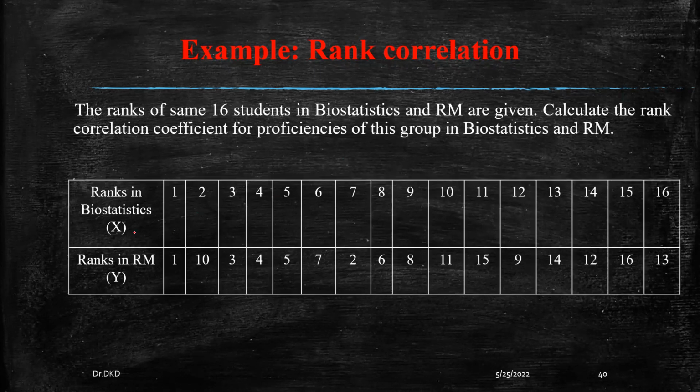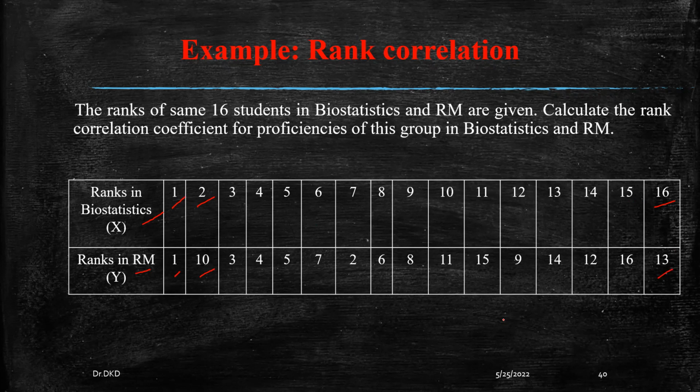The same 16 students appear in both examinations, biostatistics and research methodology, and each student's rank in each subject is given. Like the first student obtained first rank in biostatistics and first rank in research methodology. The second student obtained second rank in biostatistics and 10th rank in research methodology. Like that, student number 16 obtained 16th rank in biostatistics and 13th rank in research methodology. So this is the question given.